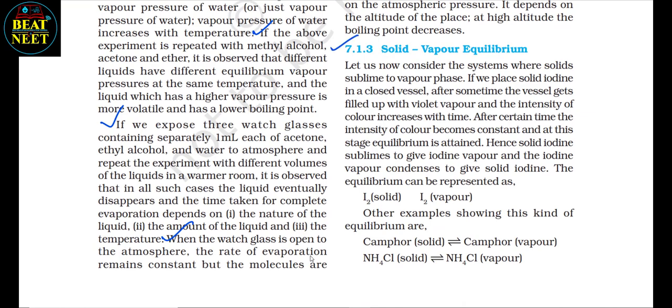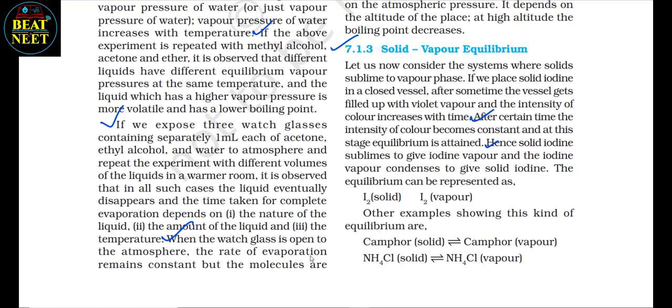7.1.3 Solid-vapor equilibrium. Let us now consider the systems where solids sublime to vapor phase. If we place solid iodine in a closed vessel, after some time the vessel gets filled up with the violet vapor and the intensity of the color increases with time. After a certain time, the intensity of color becomes constant and at this stage equilibrium is attained. Hence, solid iodine sublimes to give iodine vapor and the iodine vapor condenses to give solid iodine.